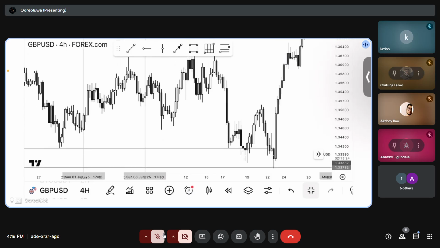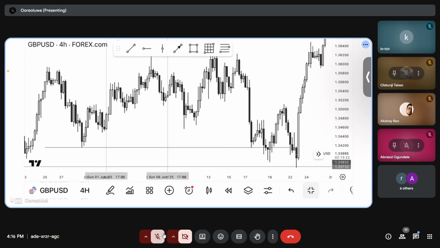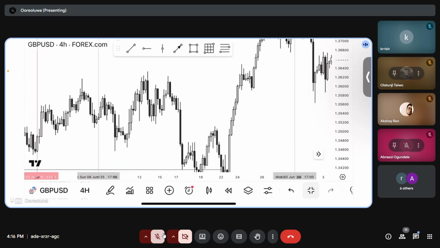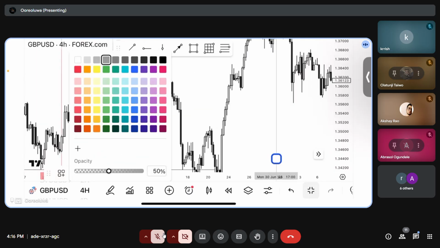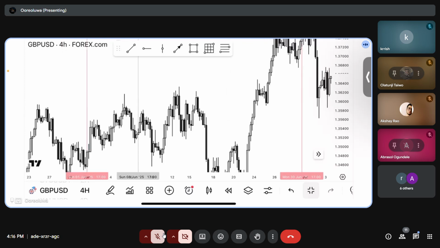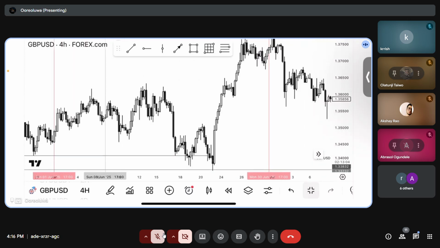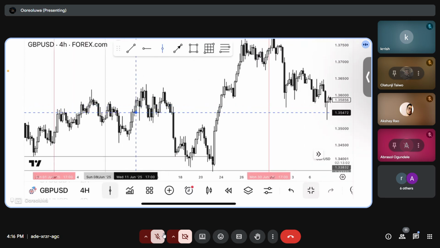Let me change the color. Okay, this was the opening of the first month, so change it to green or red. Okay, opening of the first month and closing of it. So this one is the weekly. Mark the second one.